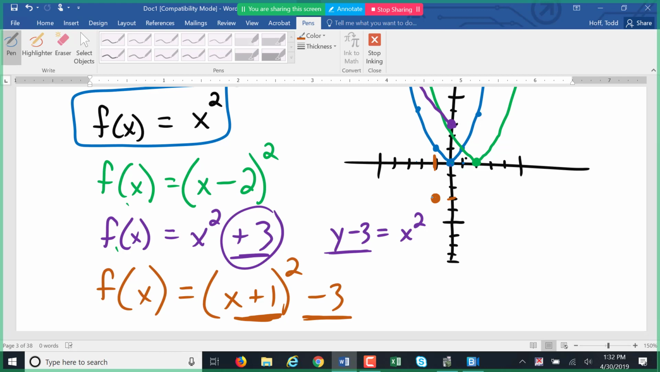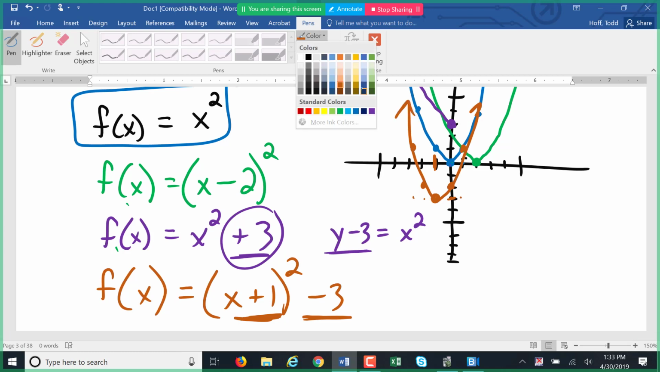Remember translating these vertexes, translating the origin basically? And again, we go over 1, 1 squared is 1, over 1, 1 squared is 1, over 2, 2 squared is 4, over 2, 2 squared is 4. We get that parabola.